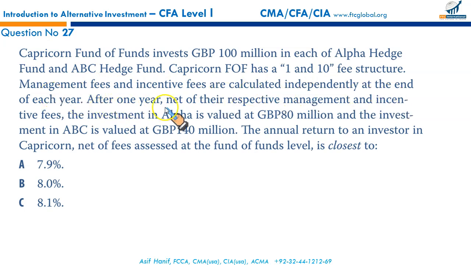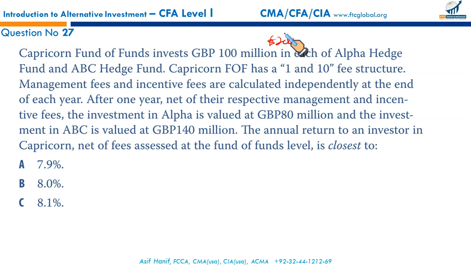After 1 year, net of their respective management and incentive fee, the investment in Alpha is valued at 8 million and the investment in ABC is valued at 140 million. The annual return to an investor in Capricorn, net of fee assessed at the fund of funds level, is closest to. Now first, the initial combined value of these two funds, 100 plus 100, that is 200 million pounds.